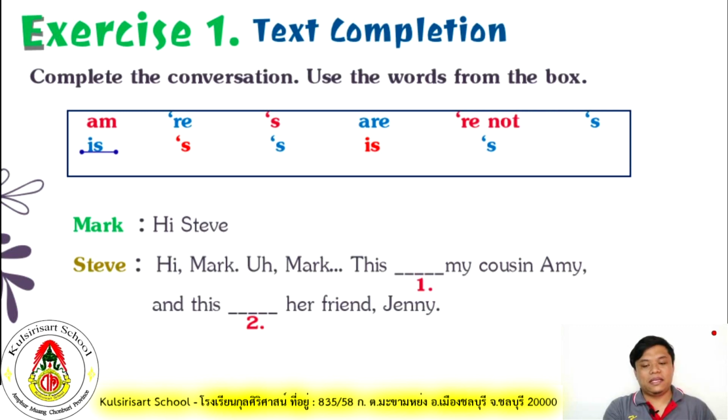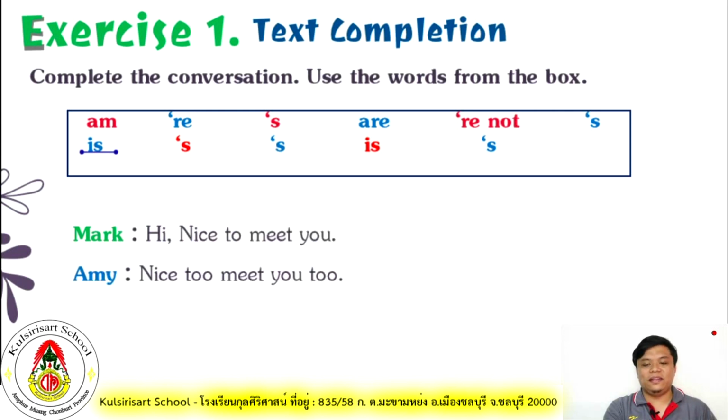Okay, exercise number 1. Mark says, hi Steve. Steve answered, hi Mark. Mark, this. So as you can see, we have a singular form of demonstrative pronoun this. So we will use the verb to be is. This is my cousin Amy. And this, again singular, is her friend Jenny. So singular, this is my cousin, number 1, and this is her friend Jenny. Did you get it? I know it's very easy, right?